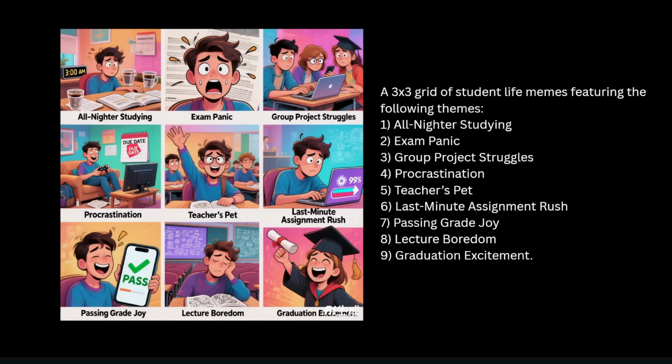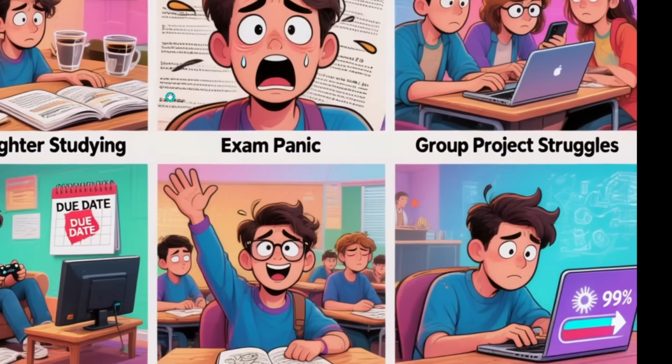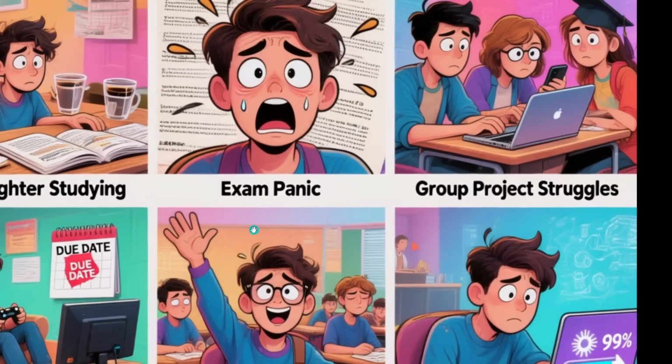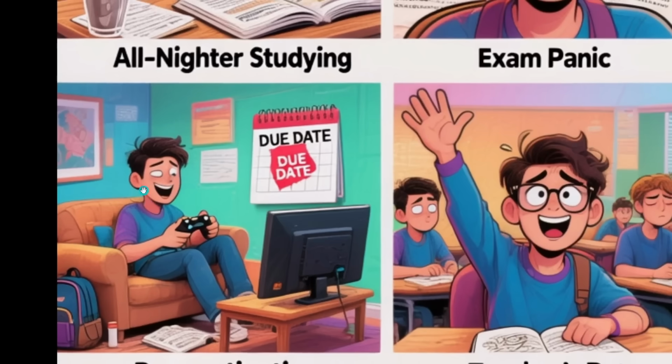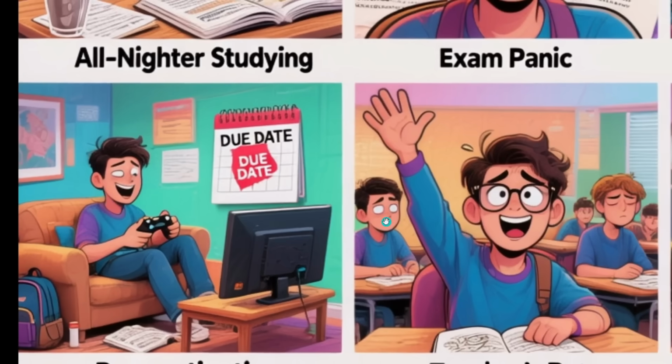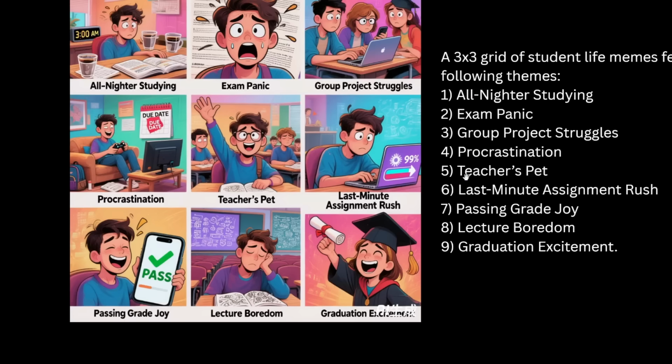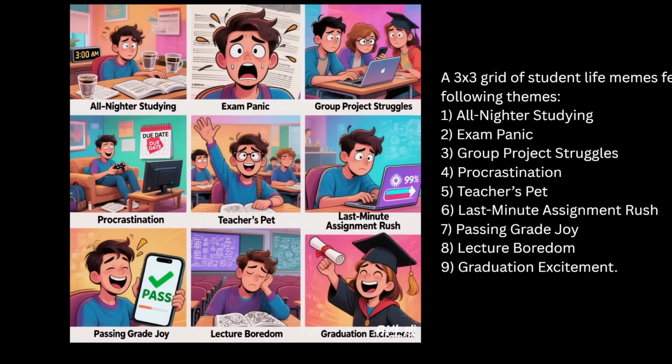Alright, here's another tricky test. A 3x3 grid of student life memes featuring the following themes: all-nighter studying, exam panic, etc, etc. You can pause this video to read this prompt if you want, but basically here is what we get. And for the most part, it's really good. It's actually able to generate everything that I specified in this 3x3 grid. Now there are subtle flaws with this. For example, the text behind over here is gibberish. Plus this guy's eyes are messed up, and it looks like the same guy's eyes are also messed up in this generation. The poor guy turned into a zombie or something. But other than that, I mean, it did get the overall details correct.